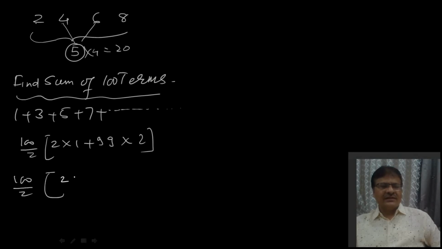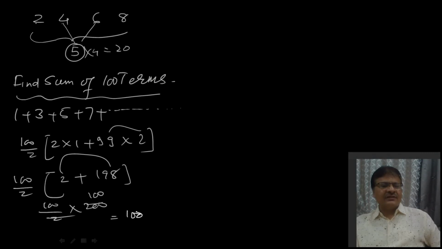Find the sum of 100 terms. There is one series and the sum of 100 terms is required. The series is 1, 3, 5, 7, that way. Now you see the formula, n by 2, so 100 by 2, 2 into the first term 1 plus n minus 1, 99 into the common difference 2. No need to write the formula again and again, right guys? It's 2 plus 99, 2s are 198, 198 plus 2 is 200, 100 by 2 multiplied by 200, so it can be cancelled, 100 into 100, 100 squared, that is equal to 10,000 is my answer.